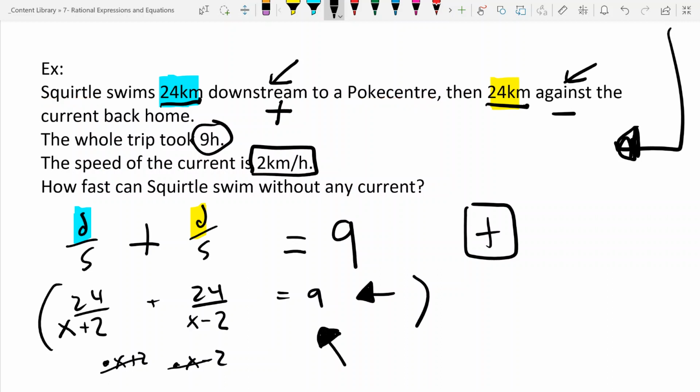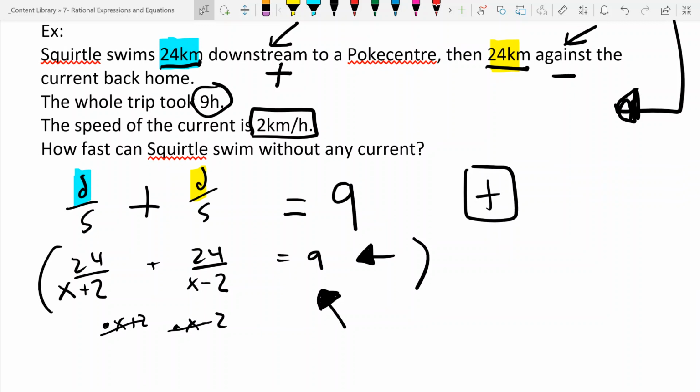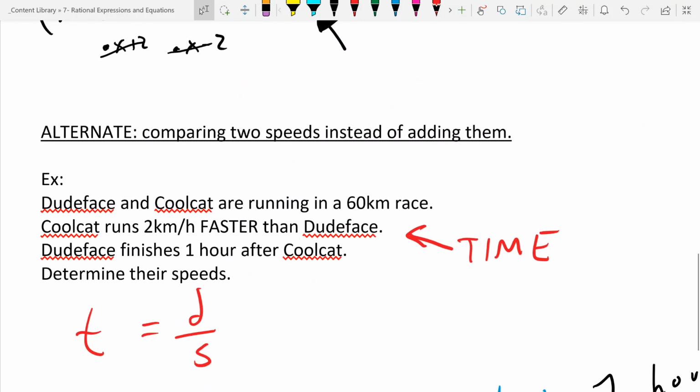There is a variation of this type of question, and this is where you compare speeds instead of adding them. In this one, Squirtle did 2 trips and had a total. It said the whole trip took. In this example, you have 2 people running in a race and you're comparing. When you're comparing, you have to set up your equation a little differently.